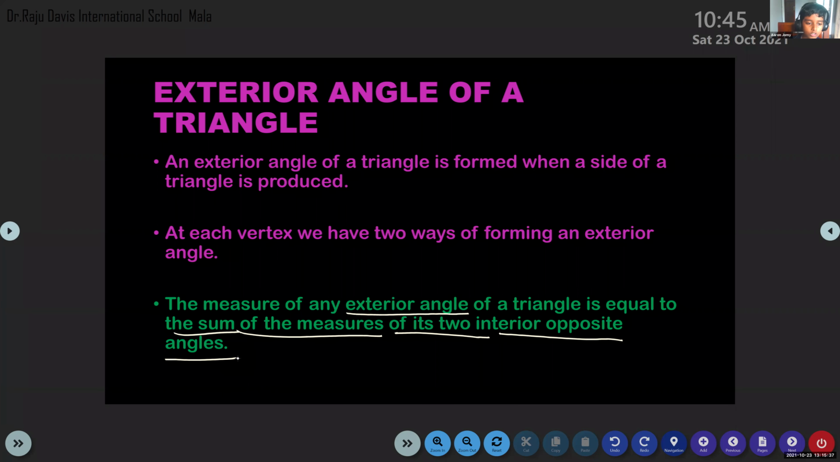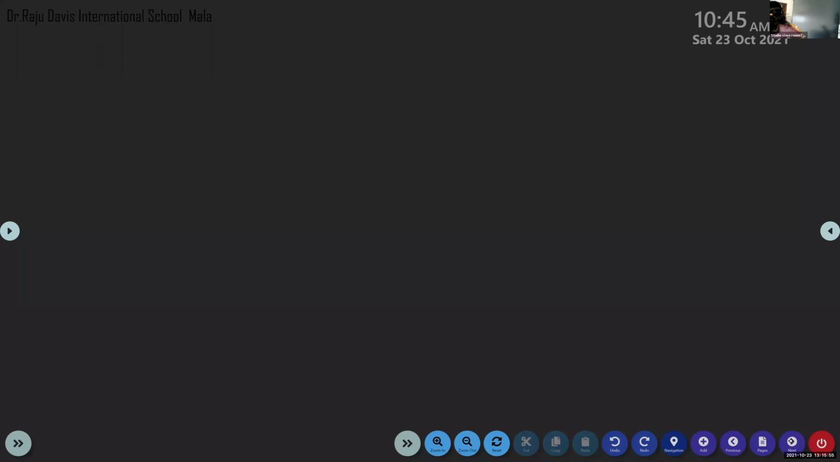And do we have to note this? I will send it. The measure of any exterior angle of a triangle is equal to the sum of the measures of its two interior opposite angles, isn't it? So this is what we found out during last period. Now see children, we can see once more.